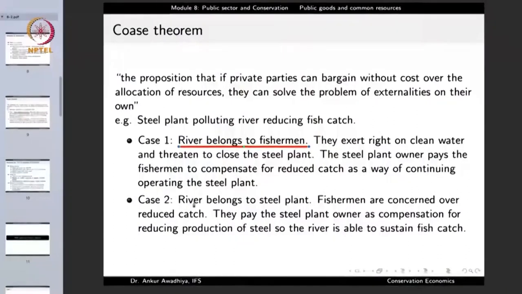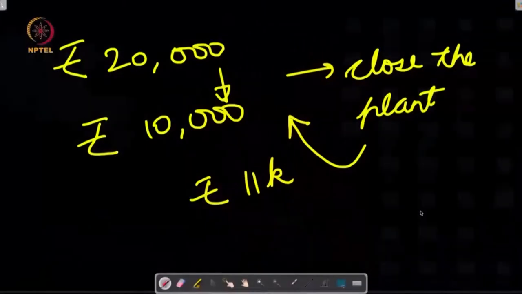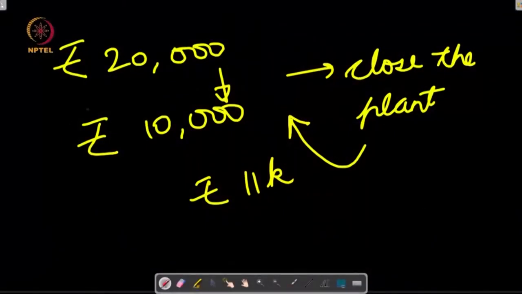Another option is when the river belongs to the steel plant. Now, in this case, the fishermen are concerned about the reduced catch. What is happening is that the fishermen find that their catch has gone down by 10,000 rupees. And because the steel plant owner is also owning the river, he can pollute as much as he wants.